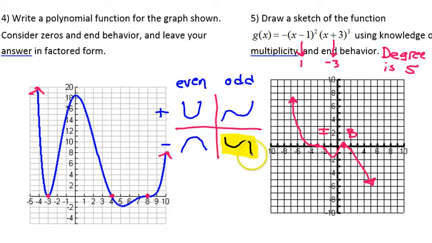Okay, so it's going to look something like this. Notice it starts high and ends low just like we predicted, and I have an inflection like we wanted from the x plus 3 cubed, which gave us the -3, and we have a bounce at the 1, which came from x minus 1 squared. So there you go. That's how you do number 5.